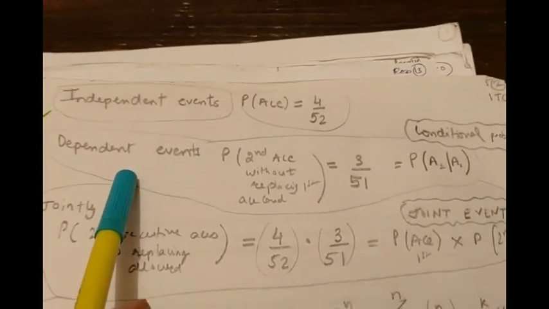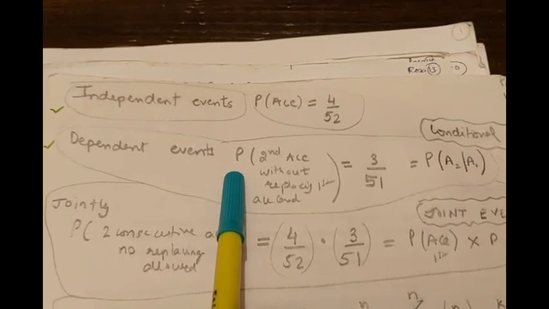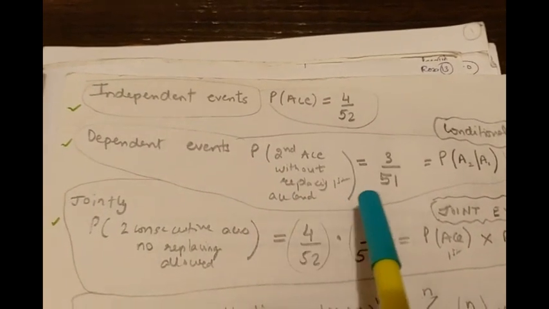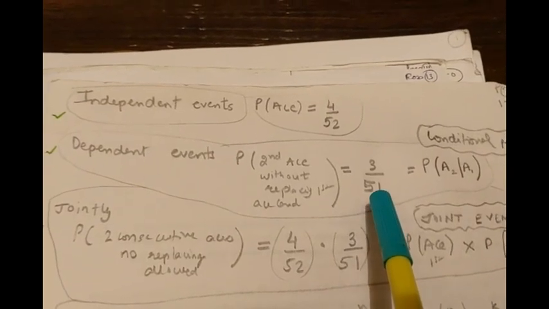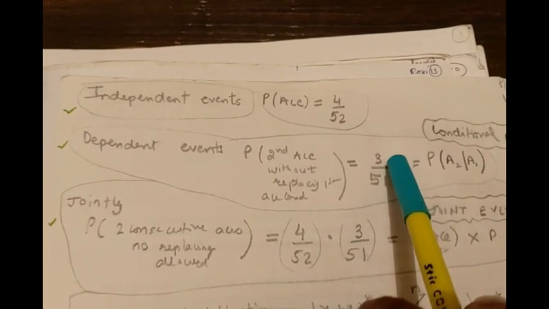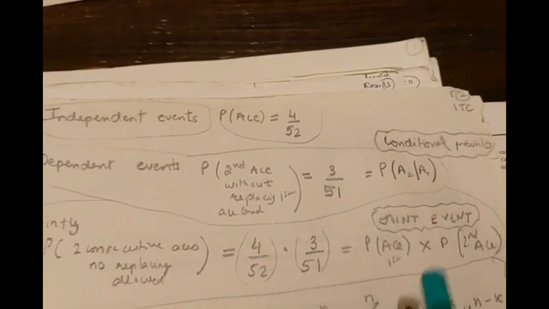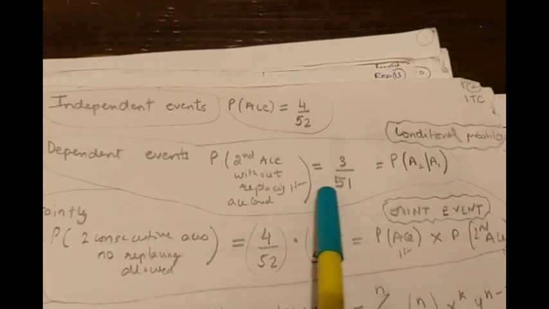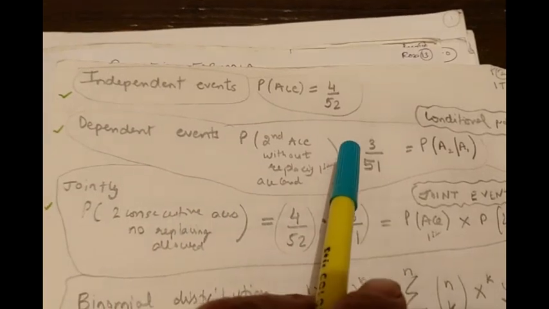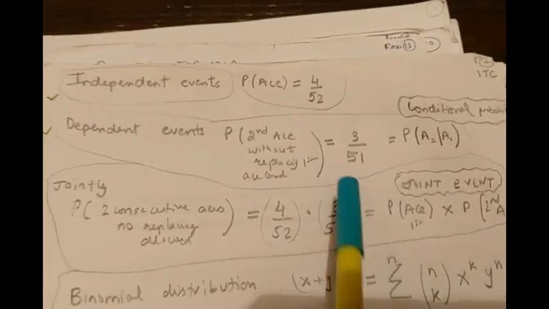How it becomes dependent: if we try to find the probability of a second card to be an ace without replacing the card, then that would be 3 over 51, reducing the total number of cards by 1 and the remaining aces being 3. So this is called conditional probability. The condition is that this is the situation and that has happened. If the condition is that one ace has already been removed, what is the chance of a second ace?